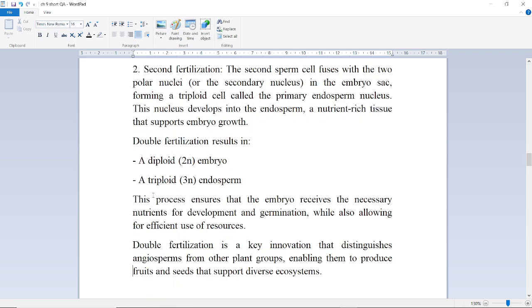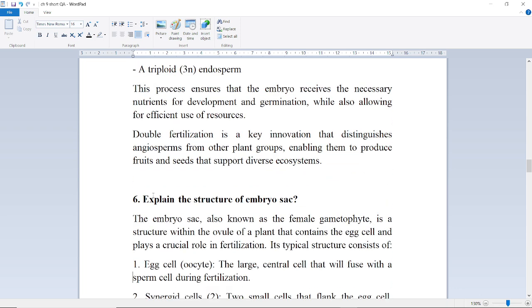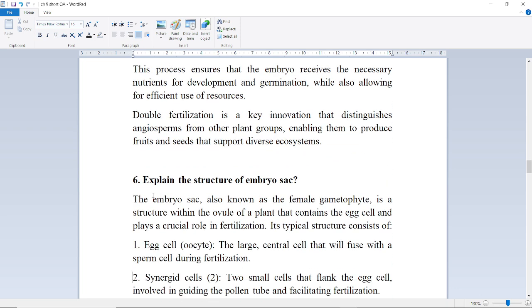This process ensures that the embryo receives the necessary nutrients for development and germination, while also allowing for efficient use of resources. Double fertilization is a key innovation that distinguishes angiosperms from other plant groups, enabling them to produce fruits and seeds that support diverse ecosystems.